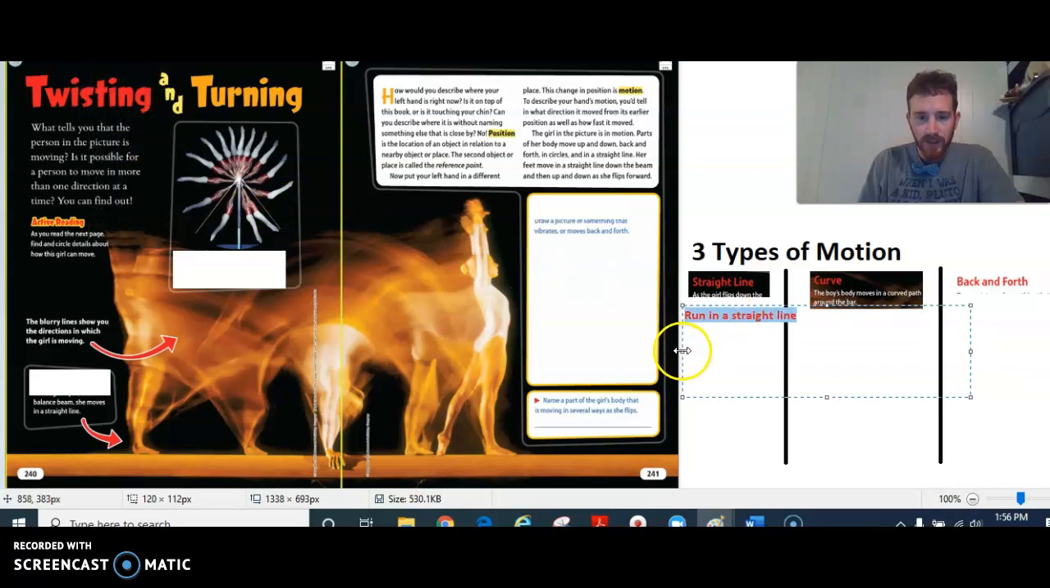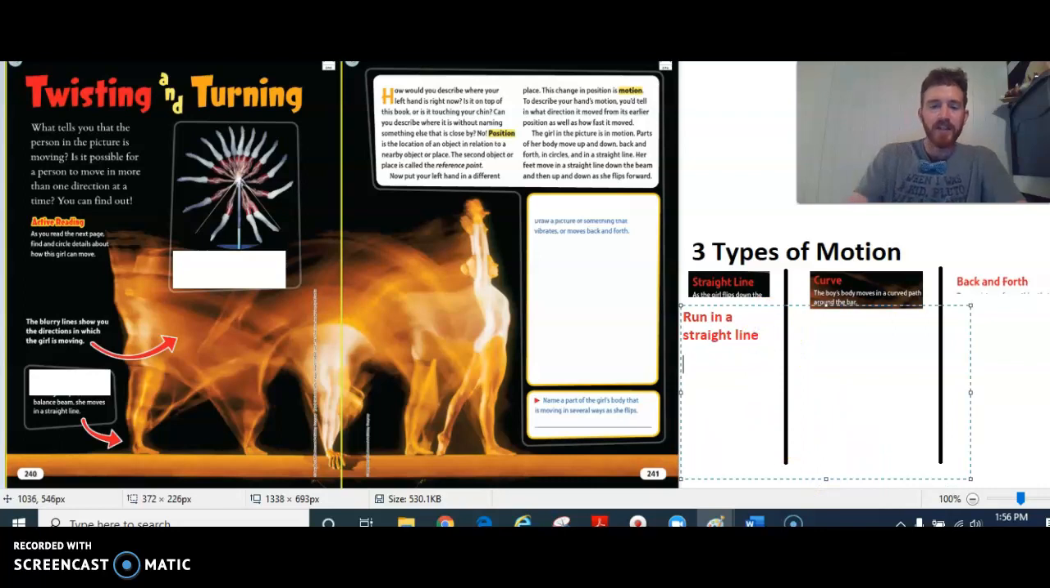We could run in a straight line. All right, what else could we do? We could go down a slide that's straight. We could roll a ball straight.